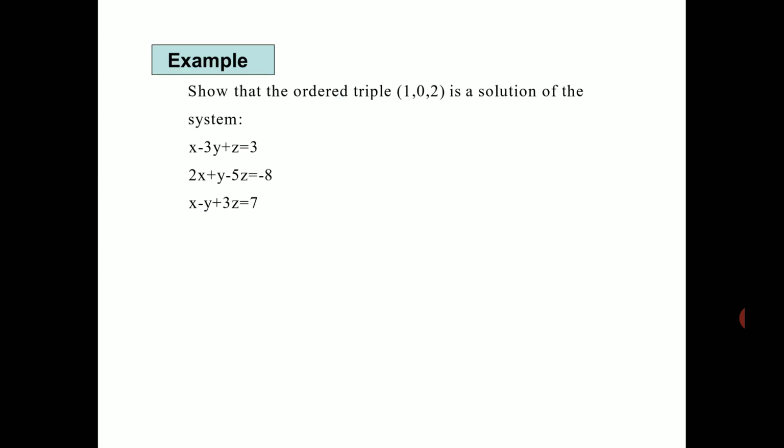All right, so I'm going to move on. It says show this ordered triple as a solution. I'm not going to give any homework, but again, just to show this is a solution because it says show that it is. So, plug in 1, 0, and 2.